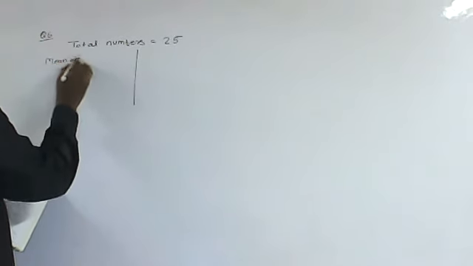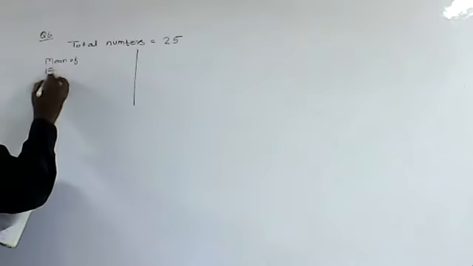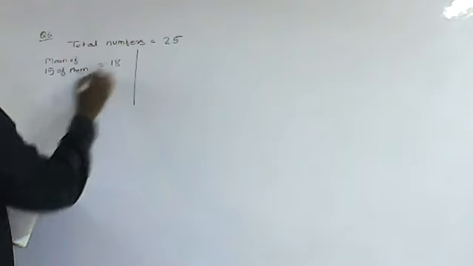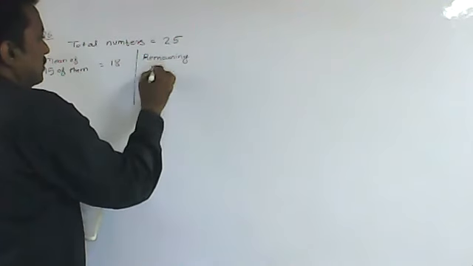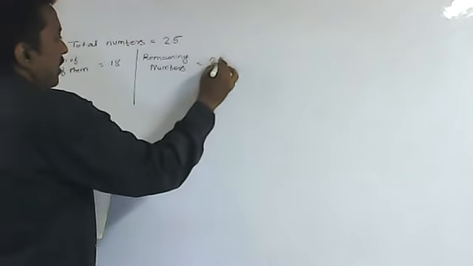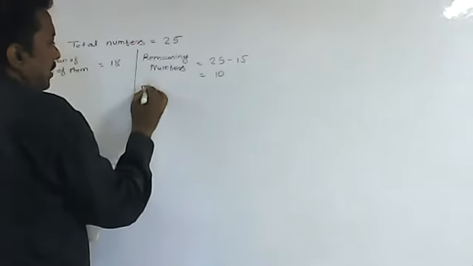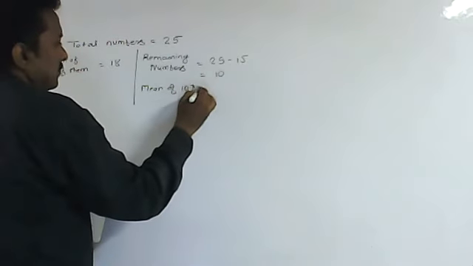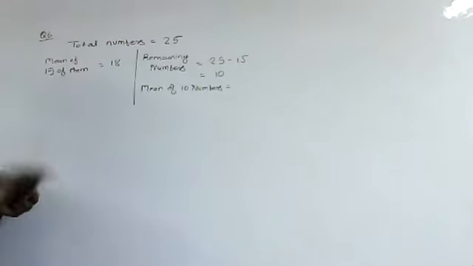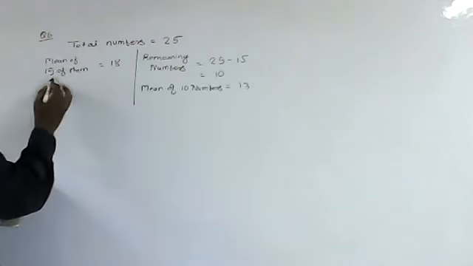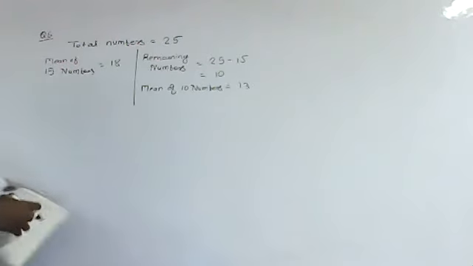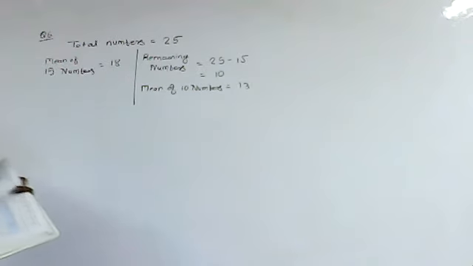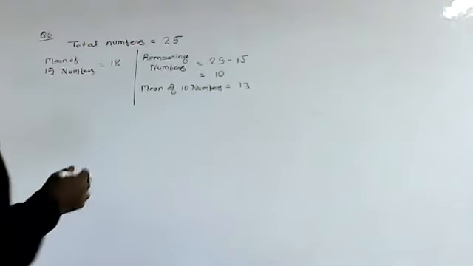Mean of 15 numbers is 18. So how many remaining numbers do you have? Remaining numbers: 25 minus 15 is equal to 10. And then the mean of 10 numbers is given as 13. So mean of 15 numbers is 18, then the remaining 25 minus 15, that is 10, and the mean of these 10 numbers is 13. We have to find the mean of all 25 numbers.